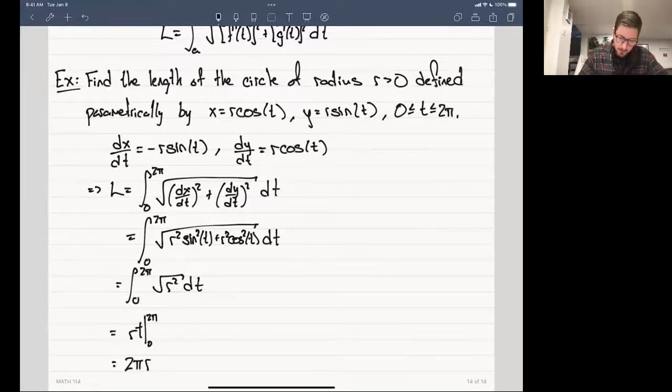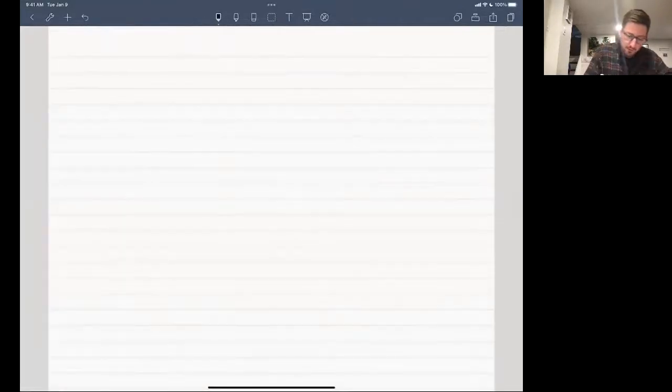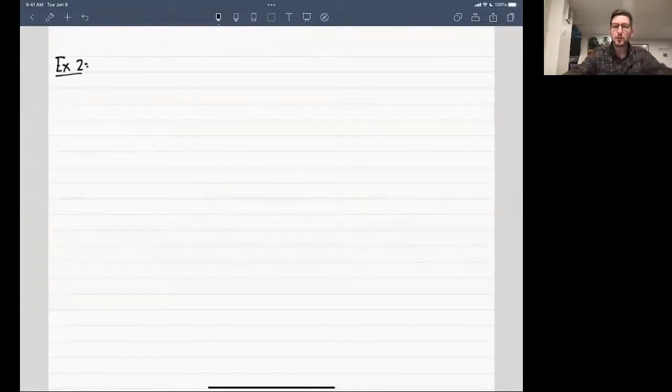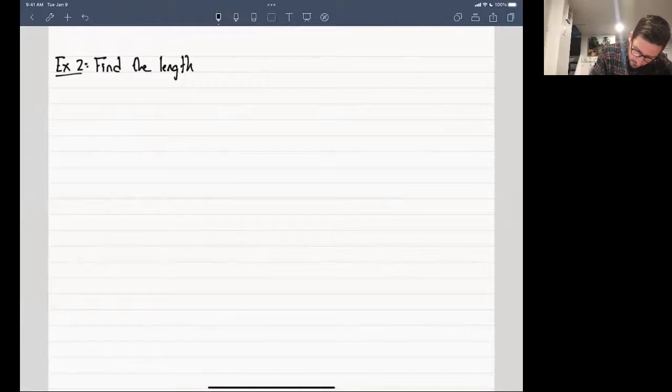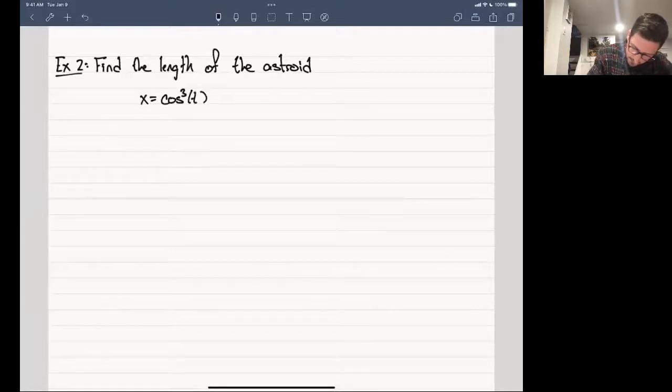Okay, let's go back to our fun example from the previous video, the asteroid. So let's say find the length of the asteroid. So this is our new favorite example, right? It's just exciting. It's kind of cool looking. It's got a great name. This is going to be our nice classic example to play with now.